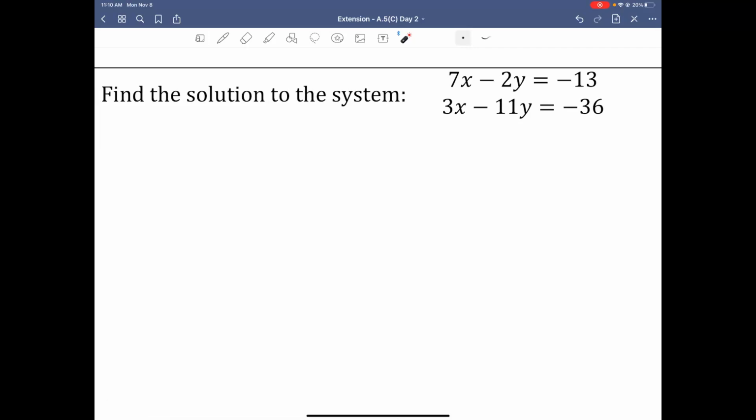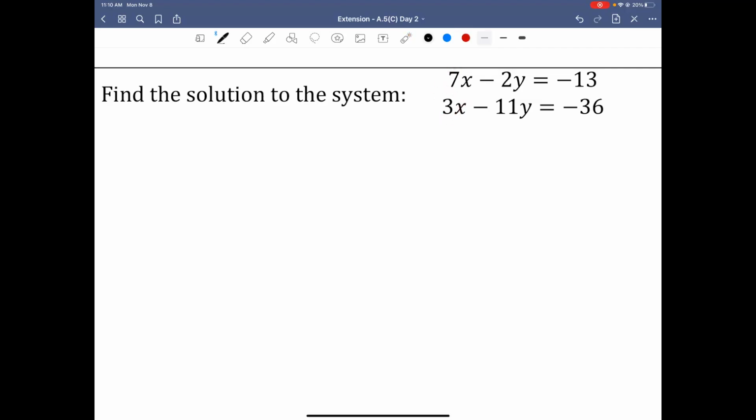Again, you have the choice as to which variable you want to eliminate. But just to keep things simple, I'm again going to eliminate x. And so if I look at my coefficients for x, what's the first number that they could both meet up at and be opposite coefficients? Well, the answer to that would be 21. If you think about the larger number 7, its multiples are 7, 14, 21, 28, etc. And the first of those that is divisible by 3 would be 21.